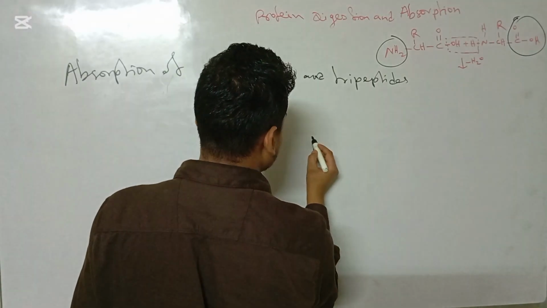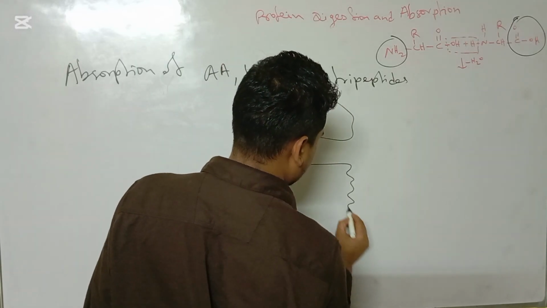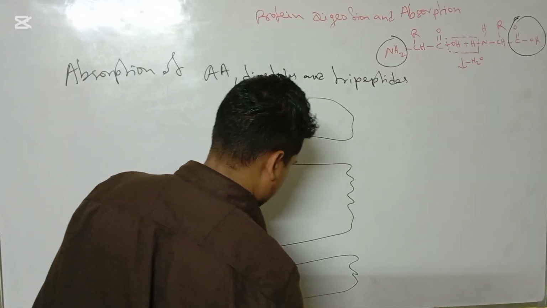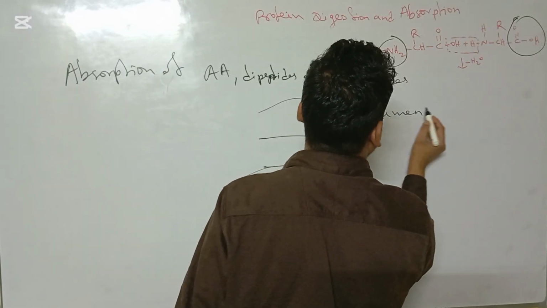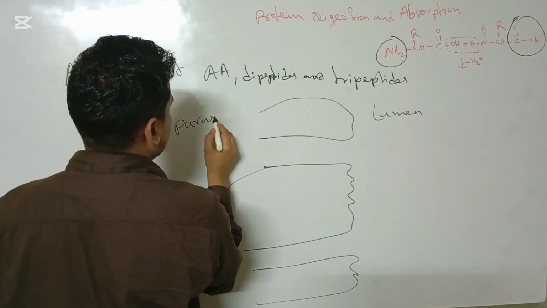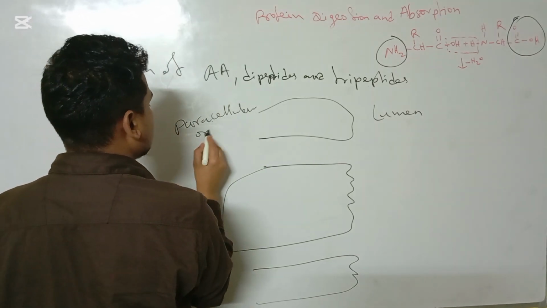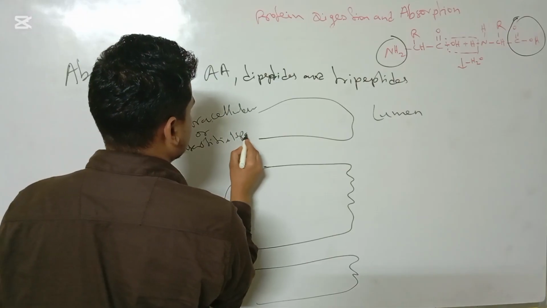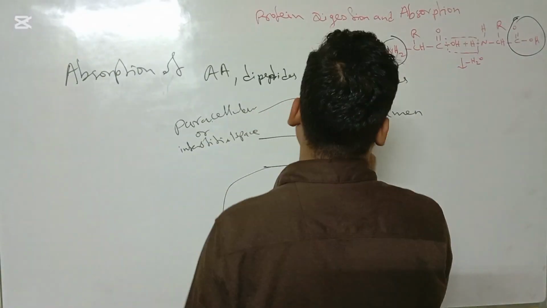So I will draw here some cells. Let us suppose this is the lumen of the small intestine, that is the ileum, and this is the paracellular or interstitial space. So digestion how will occur? Sorry, absorption how will occur?